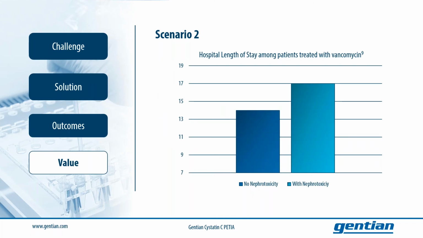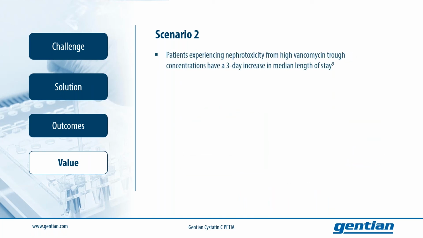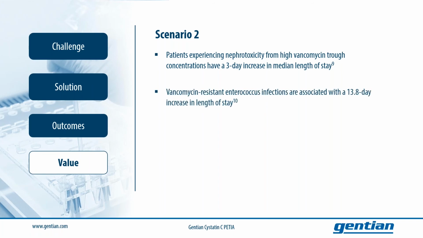Now, although investigators of the original study weren't able to characterize a relationship between Cystatin C-guided dosing and specific clinical outcomes, I'd like to point out that other studies have found that patients experiencing nephrotoxicity from vancomycin experience, on average, a 3-day increase in the median hospital length of stay. Additionally, studies have also shown that vancomycin-resistant enterococcus infections are also associated with a 13.8-day increase in the average length of stay.